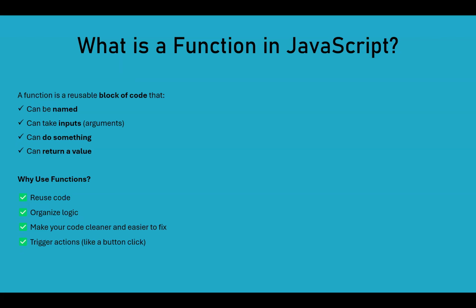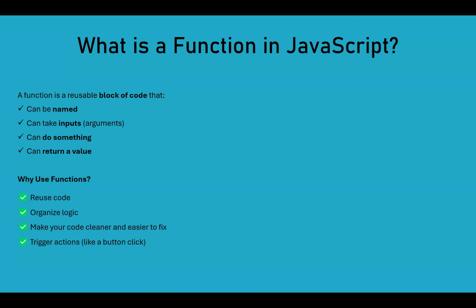A function will have a name. A function can take inputs, or we call them arguments, or parameters, and they can do something, and lastly, they can return a value. These are the four main characteristics of a function. So first, they will have a name. They can take an argument. They must not have an argument, but they can. If you want to pass an argument or an input to them, they can. They can do something, so they'll perform an operation, and then they will return the response or the results to you. So now, why use functions?